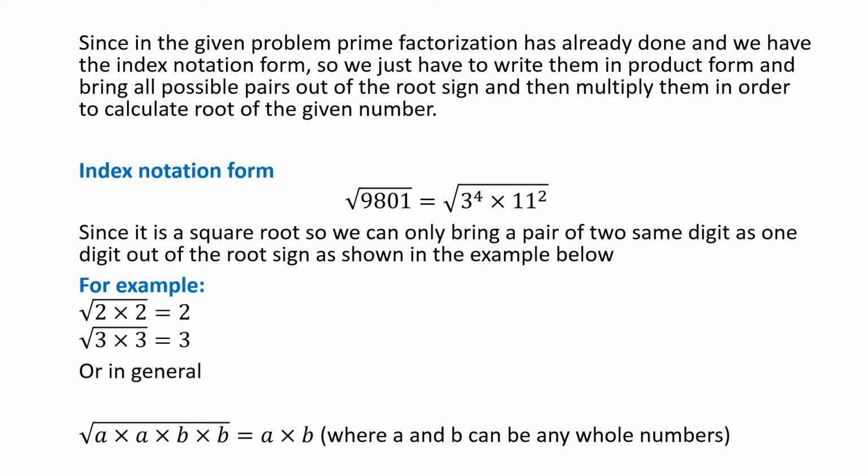Since in the given problem the prime factorization has already been done, and we have the index notation form, we just have to write them in product form, and bring all possible pairs out of the root sign, and then multiply them in order to calculate the root of the given number as shown in the example. Since it is a square root, we can only bring a pair of two same digits out of the root sign as one digit.